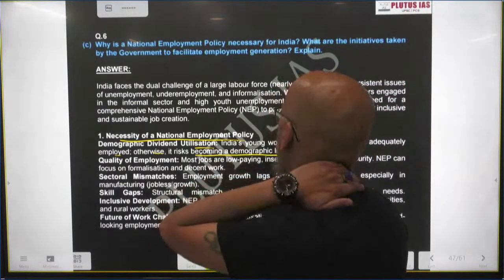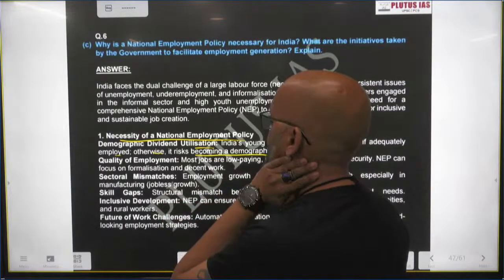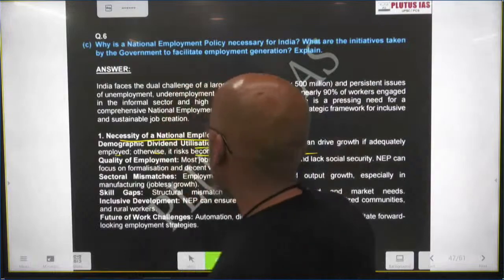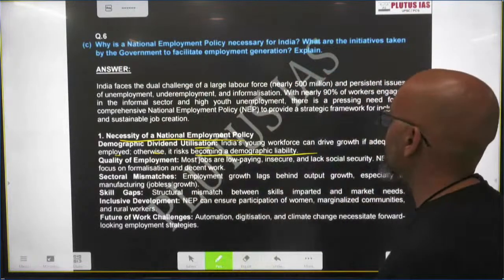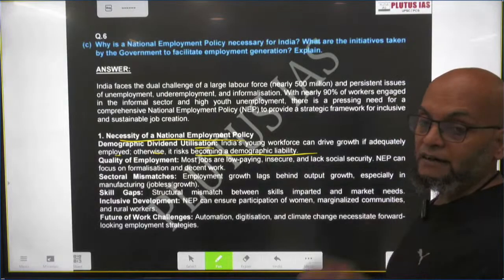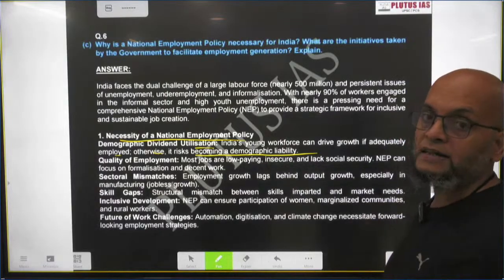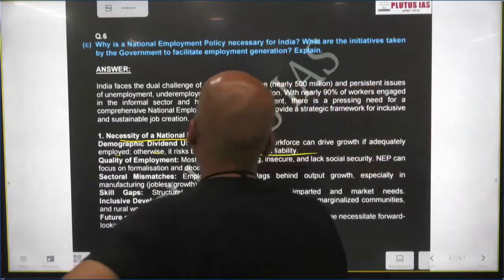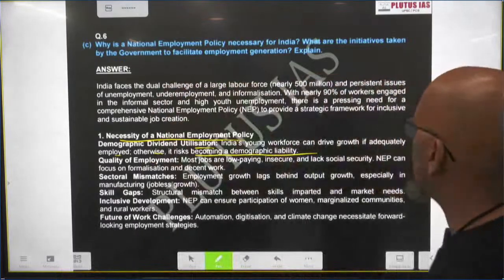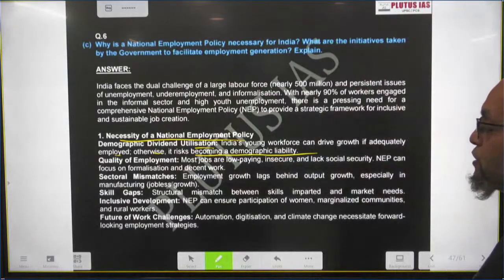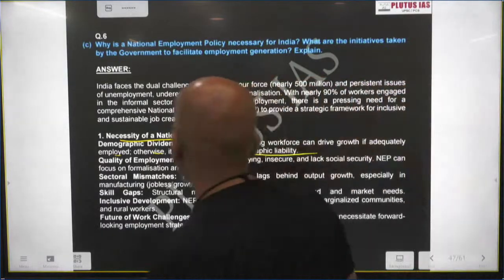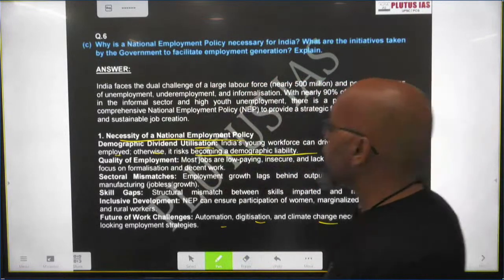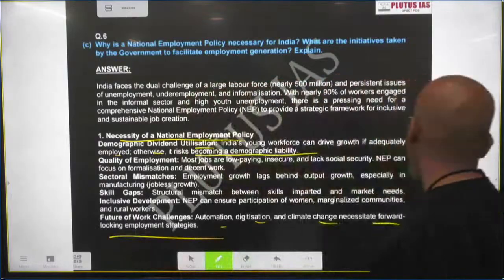Sectoral mismatches. Employment growth lags behind output, especially in manufacturing, jobless growth. Skill gaps, structural mismatch between the skills imparted in schools and colleges and those required in the field. Market needs, inclusive development, NEP can ensure participation of women, marginalized communities, and rural workers. Future of work challenges, automation, digitalization, climate change necessitate forward-looking employment strategies.